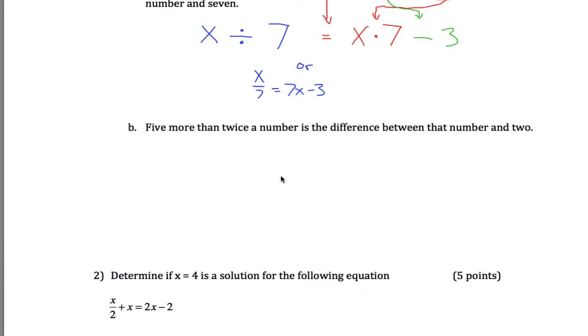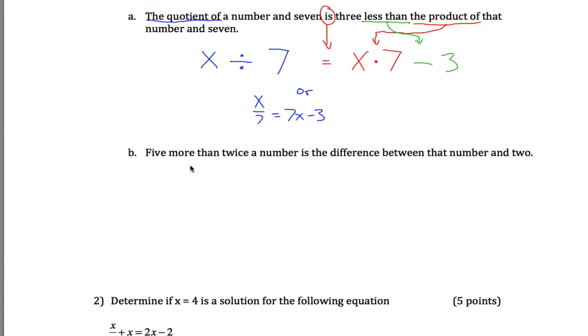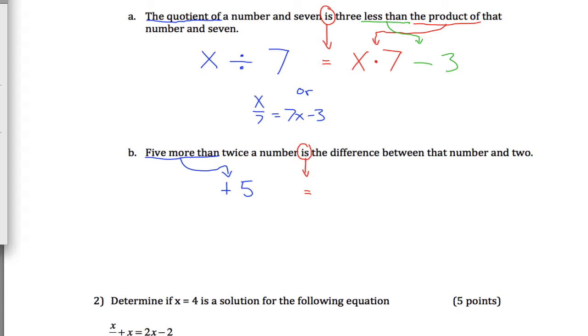Let's repeat that procedure down here. Let's look for the equal sign. 5 more than a number is, keyword, equals. Now we've broken it up into two sides. Left side, 5 more than. That means I want to add 5. To what do I want to add 5? Twice a number. So a number will be my variable. We'll call that x. But I don't want x. I want twice x. So I'll put 2x, 2 times x, or just 2x, however you want to write it.